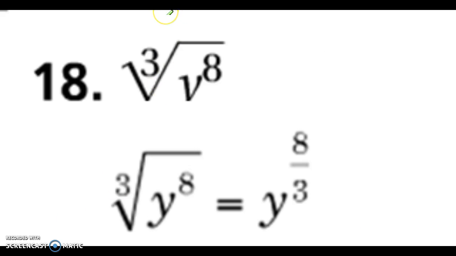Number 18, I'm going to write as exponential form. My index is 3, so that's my denominator. My power is 8, so that's my numerator. So that's how I got y to the 8/3.